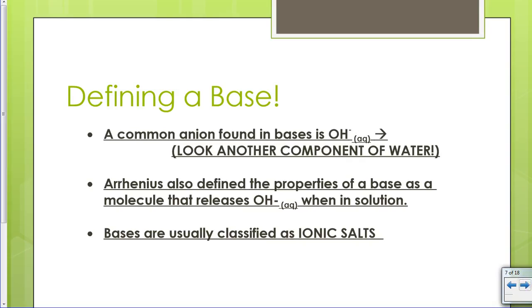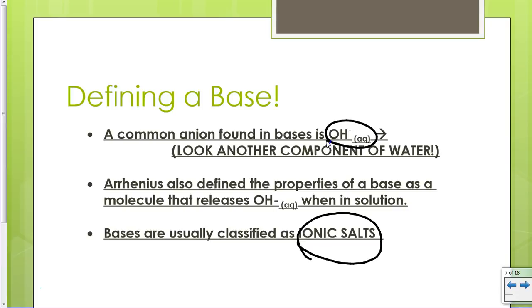Okay, so now that you're back, we are going to define a base. Now, a base in grade 10 is going to have one common anion. It's all the same anion, the OH negative. Because the compounds that we will classify as bases have an OH anion, they must be ionic. So there's going to be some sort of cation put with our bases.